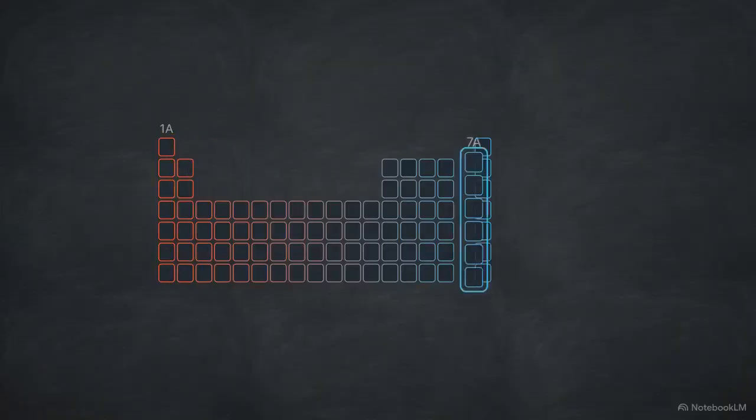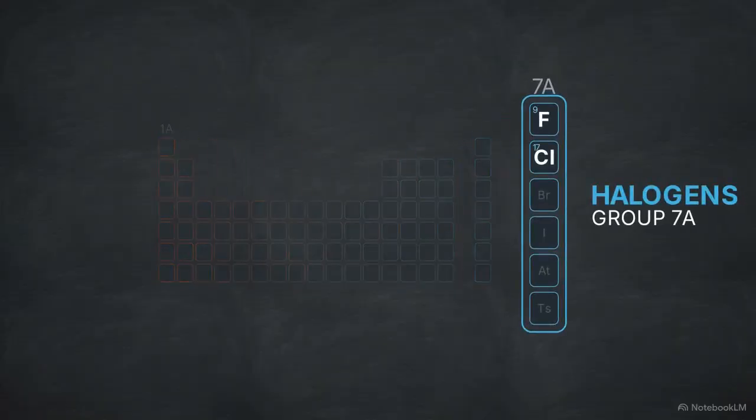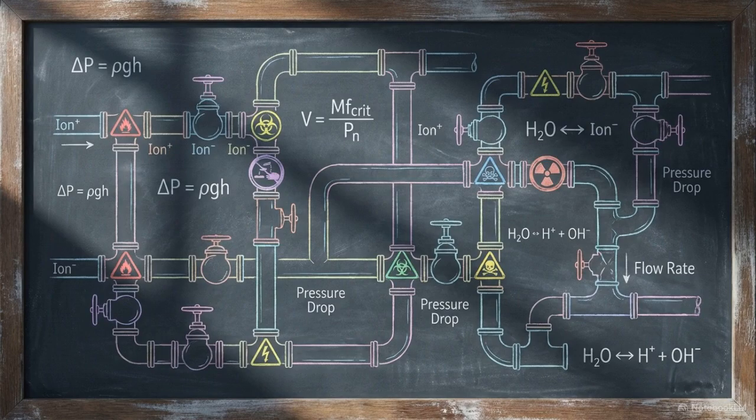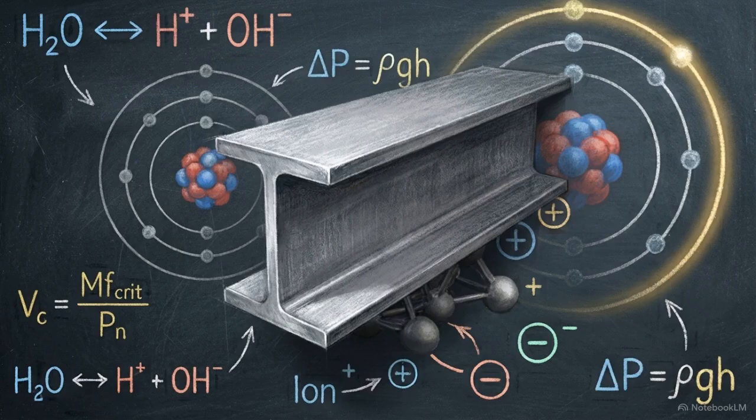On the opposite side of the spectrum are the halogens in group 7A. They are missing exactly 1 electron to complete their shell, making them aggressive scavengers that strip electrons from anything they touch. An element's structural position on the periodic table predicts its threat level or utility when introduced into a facility's fluid system. The interaction of these valence electrons creates the chemical bonds that hold facility infrastructure together.